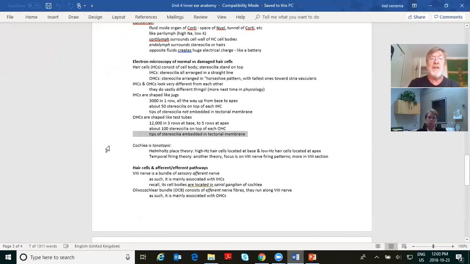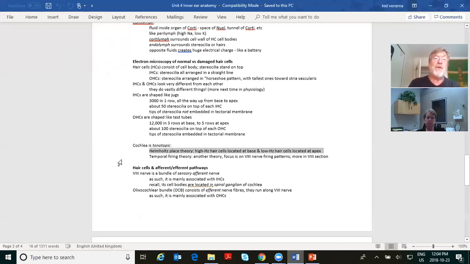The cochlea is tonotopic. Now, Helmholtz was the person who discovered that the cochlea was tonotopic. He's the one who found out that highs are located at the base, lows are located at the apex. So he's the father of the place theory. In other words, specific frequencies are located in specific places.